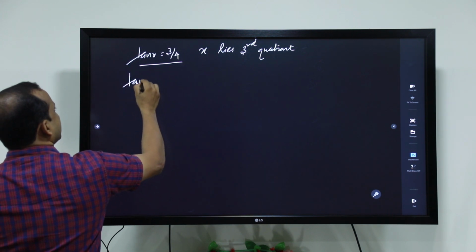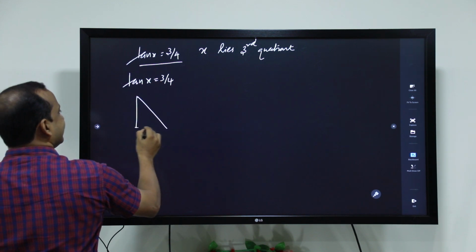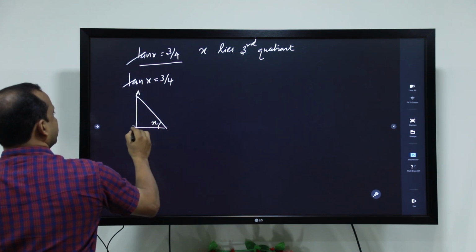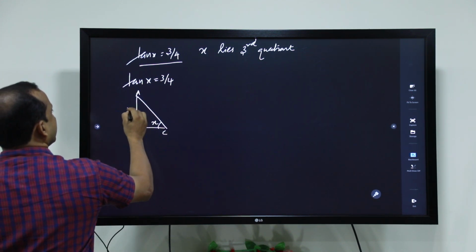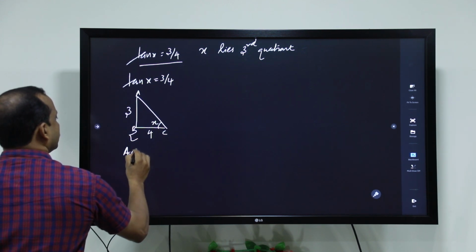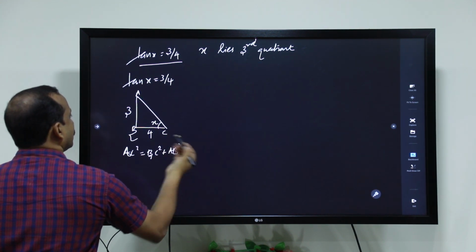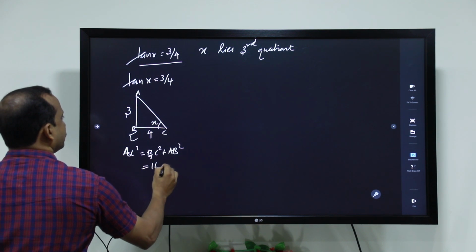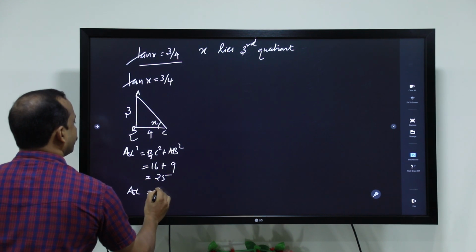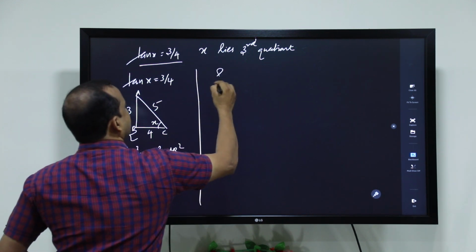So first of all, you write tan x is equal to 3 divided by 4. Then we form a right triangle ABC and make an angle x. You know tan is opposite side divided by adjacent side, and therefore using the Pythagoras theorem, AC square is equal to BC square plus AB square. Now BC square means 16 plus 3 square is 9, which is equal to 25, and therefore its root value is 5. That is AC equal to 5. Okay, next we find sin x.